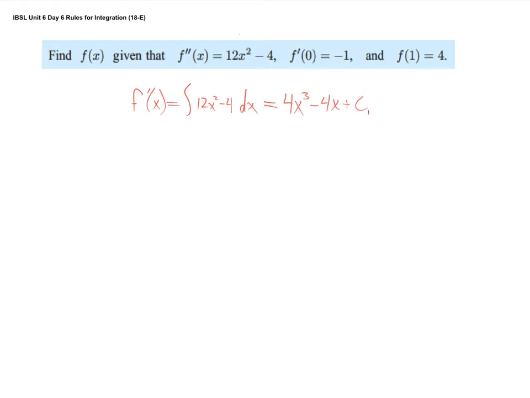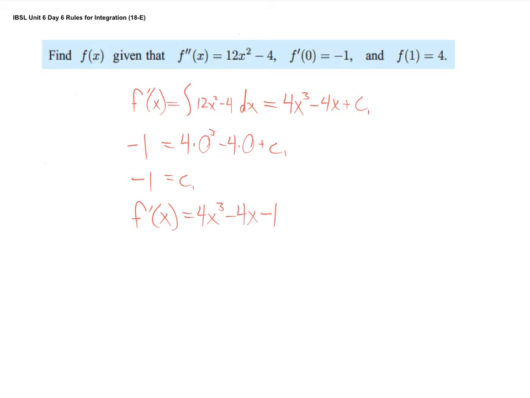So what am I gonna do here to figure out what c1 is? Plug in 0 for x and -1 for the answer. That's right, okay? I'm gonna plug in a -1 for my derivative, and I'm gonna plug in a 0 for x. 4 times 0 cubed minus 4 times 0 plus c1. So that means c1 is -1. And that means that my derivative, f prime of x, is 4x cubed minus 4x minus 1.